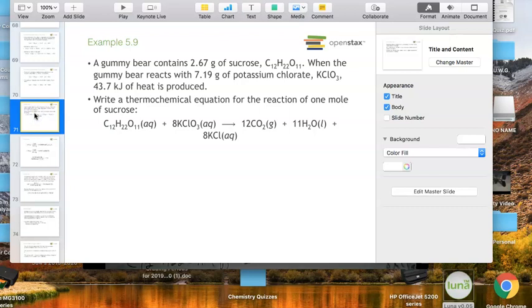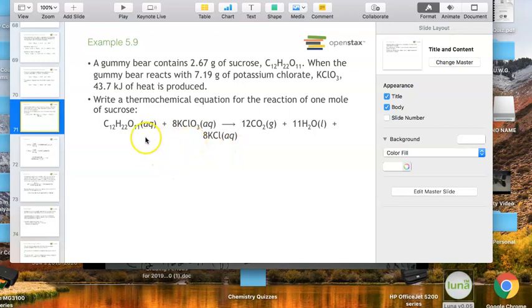Next, we're going to look at a calculation. We have a gummy bear that has a certain amount of sucrose. It reacts with potassium chlorate to yield 43.7 kilojoules of heat. Write a thermochemical equation for the reaction of 1 mole of sucrose.